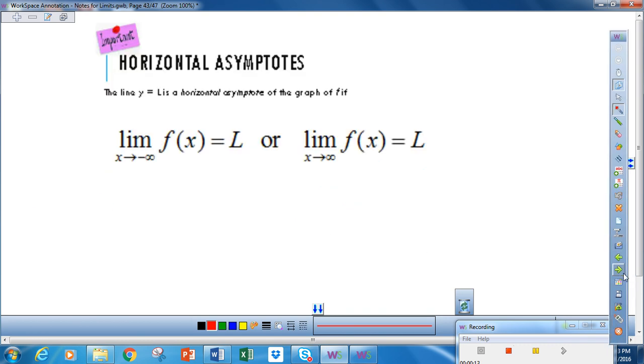Horizontal asymptotes. Now, some of you may have learned Boston, or you may have learned some other way to evaluate this, and that's fine. You can still use that as you evaluate it, but you cannot use it to justify it. So to justify it, it is a horizontal asymptote if the limit as x approaches negative infinity is L, or the limit as x approaches positive infinity is some finite number. So if you're asked to prove that it's a horizontal asymptote, you have to use that definition.